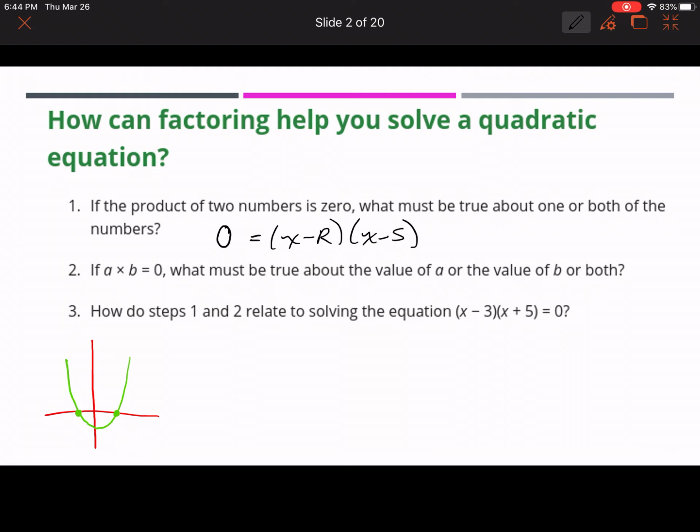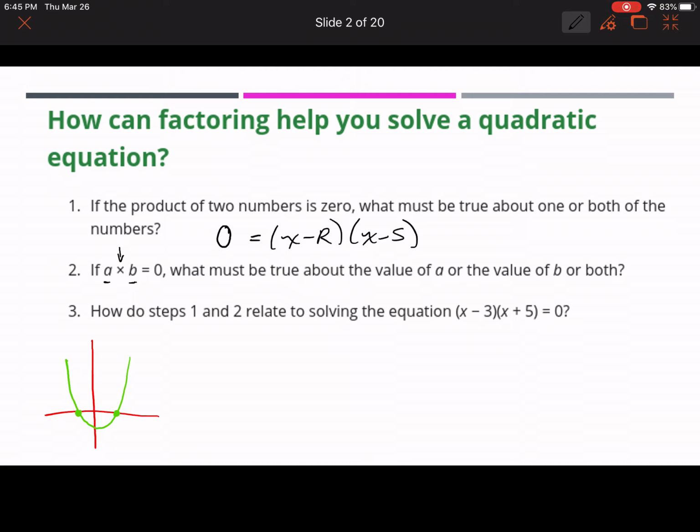So if the product of two numbers is 0, what must be true about one or both of those numbers? So product. Again, looking at what these words mean. If we've got two numbers and their product is 0, what must be true about the value of A or the value of B or both? So what we need to know is, how are we going to multiply two things together to make a 0?